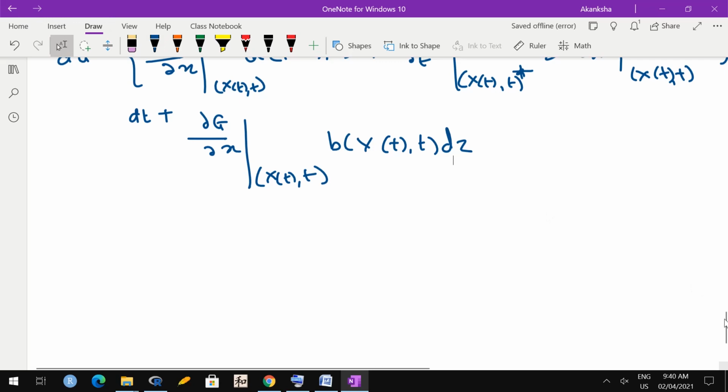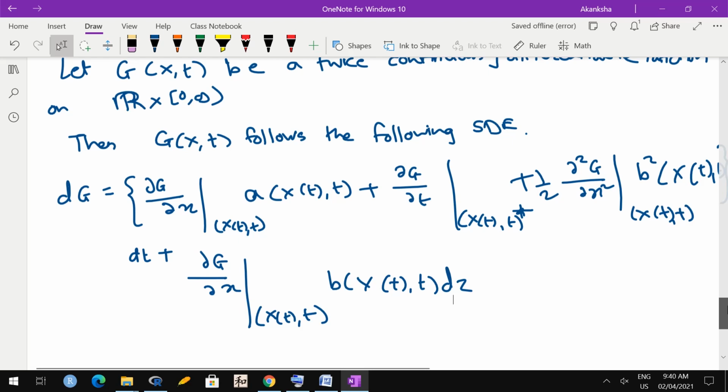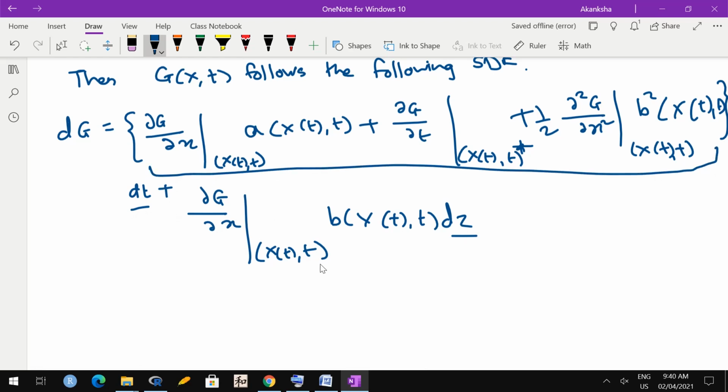So what does this mean? This means that g is also an Ito process, but the mean and variance parameters are changed. Why am I saying it's an Ito process? Because it is again of the form something times dt and then something times dz. This big thing becomes the mean parameter and this becomes the variance parameter. The original process had a as mean parameter and b as variance parameter. Now I have this big thing in the curly bracket as mean parameter and this thing as variance parameter.